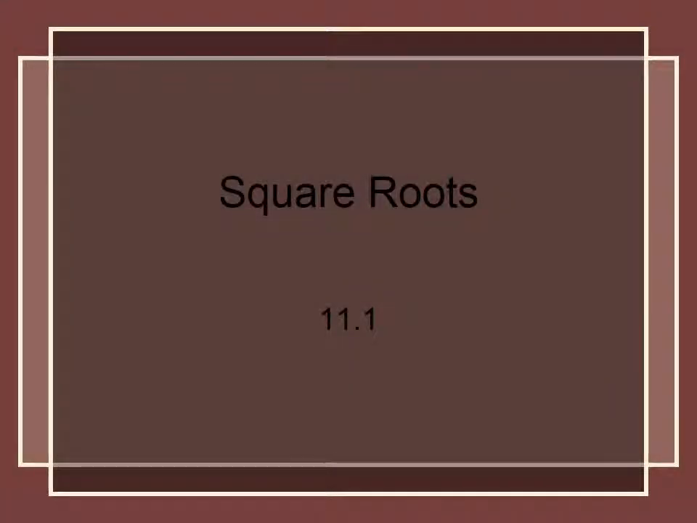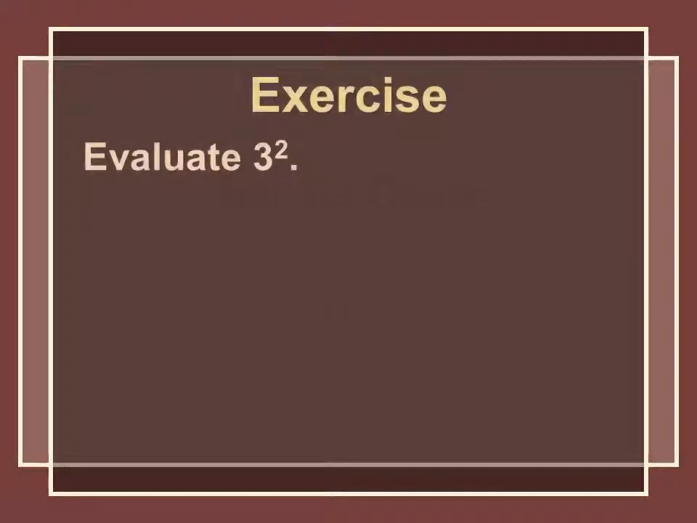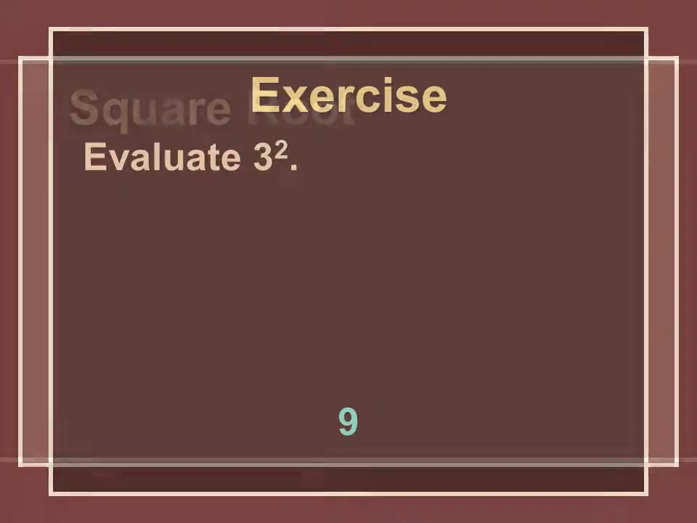Today we're going to talk about square roots. So let's review what it means to square something. Let's say we want to evaluate 3 squared. That means just that we're going to multiply 3 by itself. So 3 times 3, which is 9.